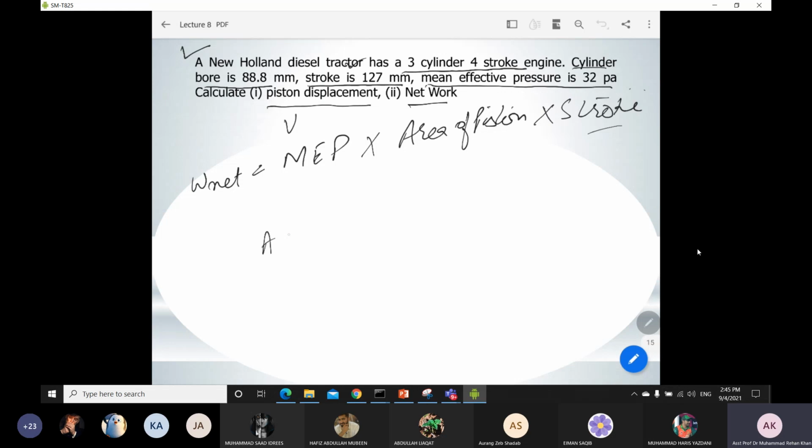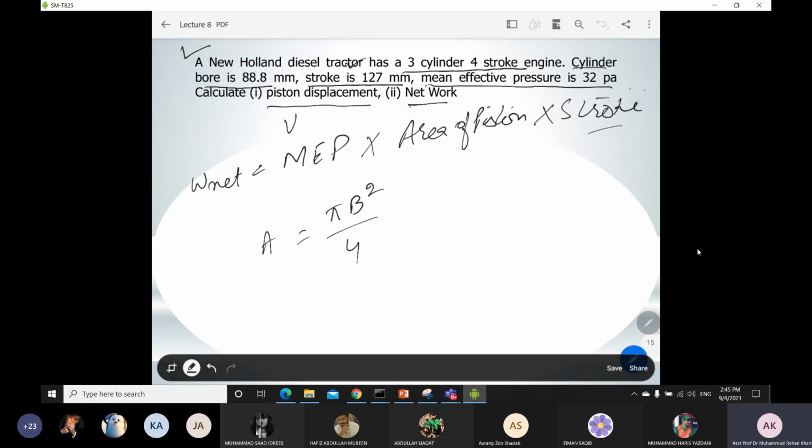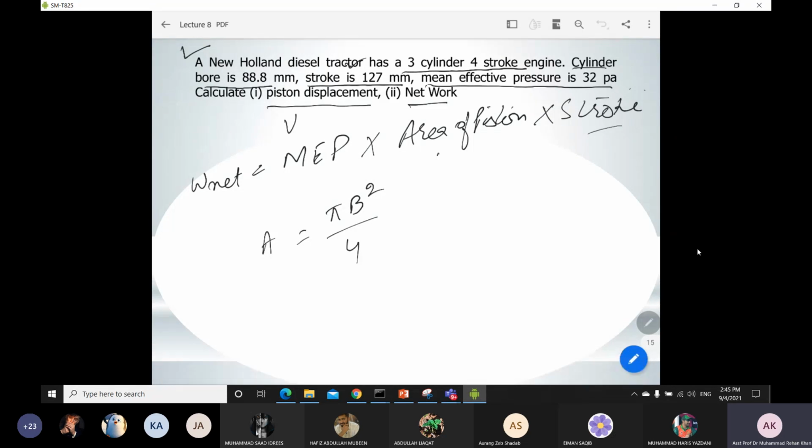Area of piston you can easily find. You can say B, which is your bore, or you can say D also. So it will be the inner diameter of your cylinder. So area comes from there. And then this area of the piston into stroke is your volume displaced. This will be the first part, and this will be your second part if you multiply with the mean effective pressure, because mean effective pressure is also given.